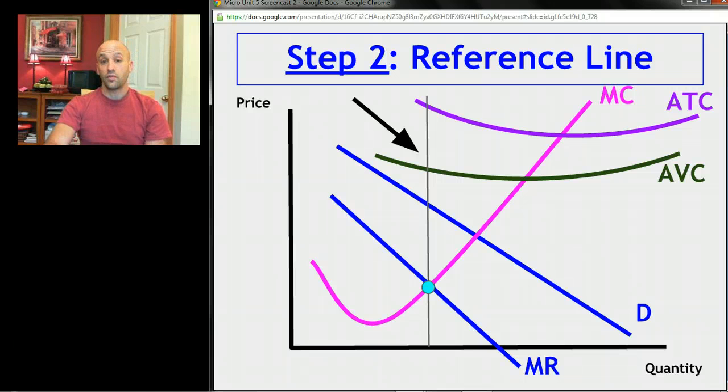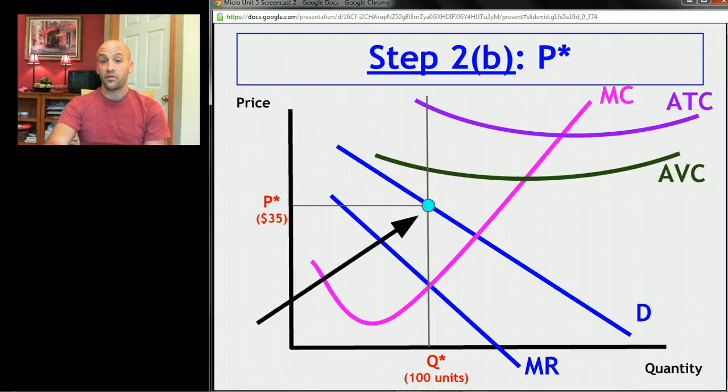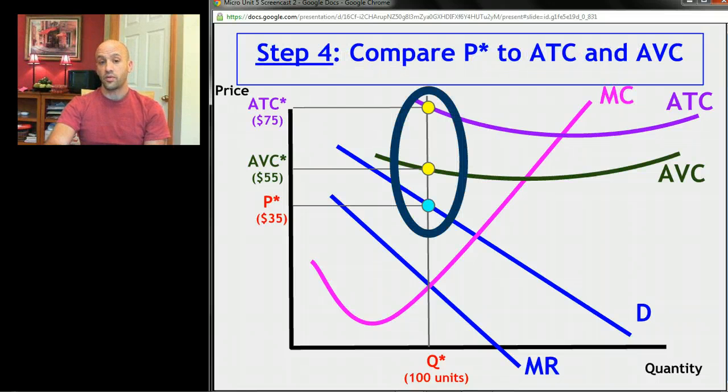Second step, draw your reference line. Step 2A, follow that reference line down to the quantity axis, find your profit maximizing quantity. Step 2B, go up to the demand curve to find the profit maximizing price. Step 3, find average total cost and average variable cost at that quantity. Step number 4, compare the price to those two things.